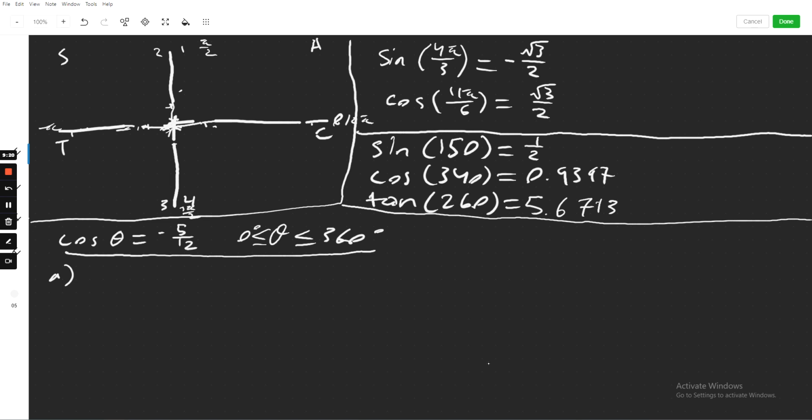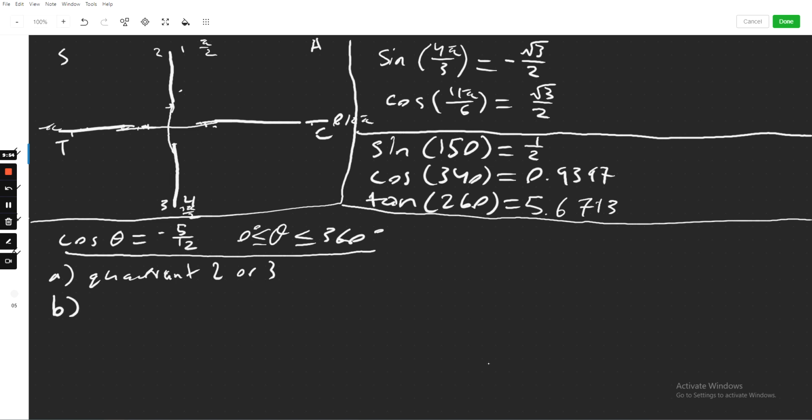As we can see, it is a negative trig ratio. That would mean that the terminal arm would have to lie in either the second or third quadrant, because that is the sine or tangent quadrant. So we can state in either quadrant 2 or 3. And then we can move on to B, which is asking determine all possible primary trigonometric ratios for theta.